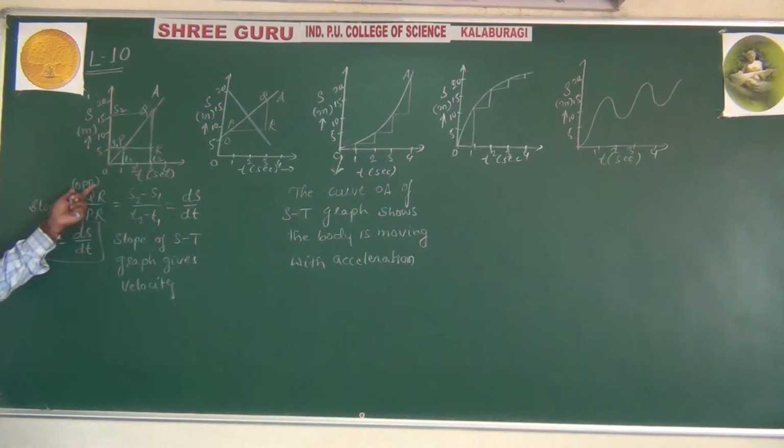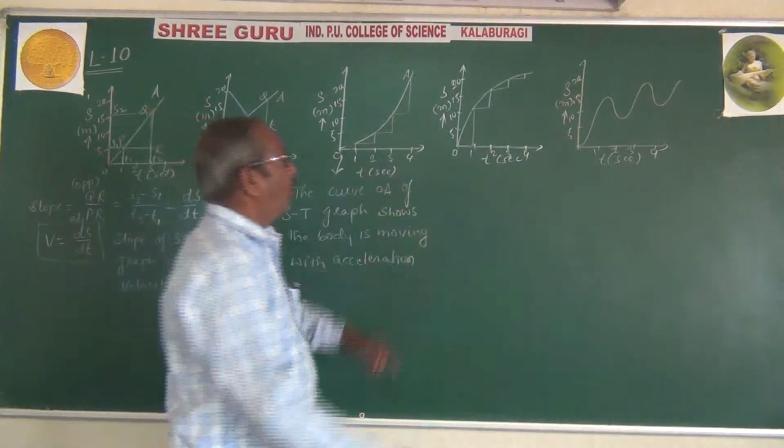Adjacent remains constant, but the opposite side in the first triangle is large, so the slope value is large. Slope value is large in the sense that velocity will be large. Next, the opposite is decreasing. See here, the opposite decreases.